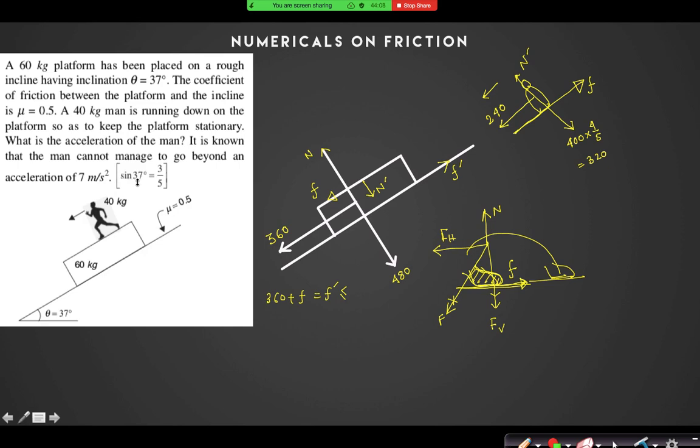Yes. Is it 240? No. Yes, sir. What is the coefficient? 400. Yes. What is the coefficient of friction? 0.5. So maximum value is mu into N. What is the value of N? Is it 480? No, sir. No. N prime is 320.